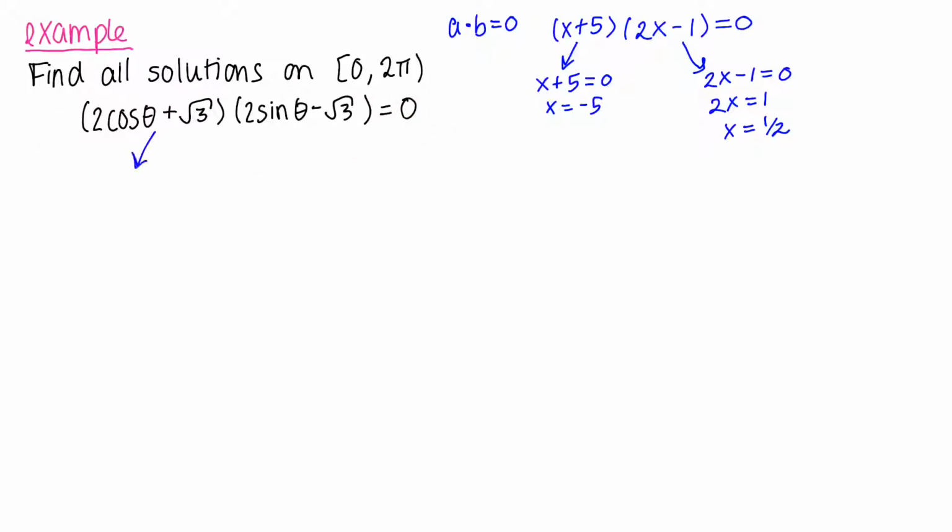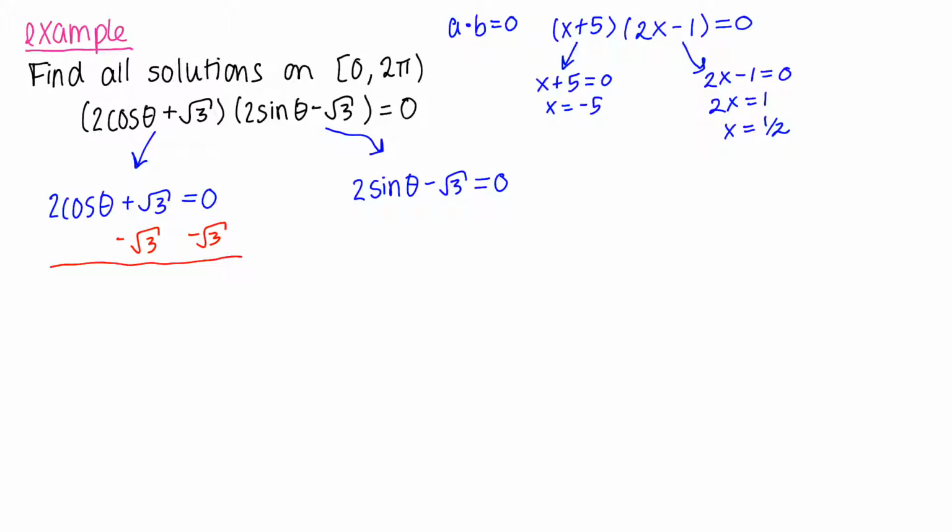We're going to take each of these factors and individually set them equal to 0. So I have 2 cosine theta plus root 3 equals 0. And then over here, we have 2 sine theta minus root 3 equals 0. So let's solve the first one. We'll start by subtracting root 3 on both sides. We now have 2 cosine theta equals negative root 3. Divide both sides by 2. And we get cosine theta equals negative root 3 over 2.